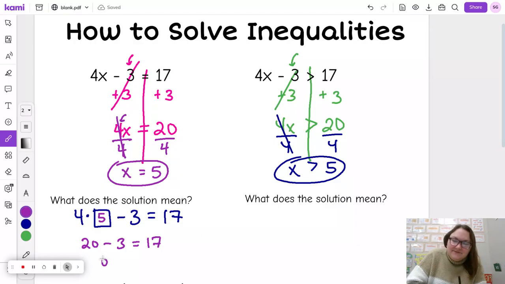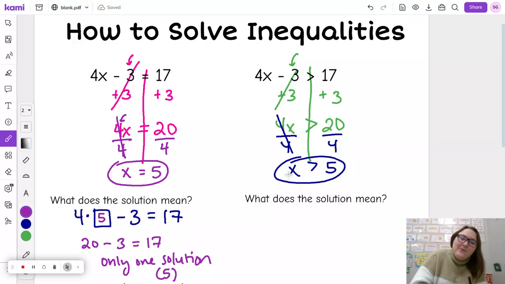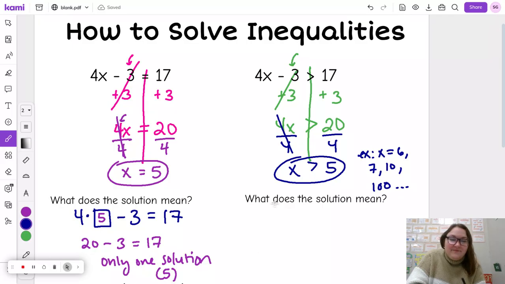There is only one solution. There's only one number, and that one number is the number 5. When we say x is greater than 5, that means a lot of different numbers, right? If you say x is greater than 5, for example, x could be the number 6, 7, 10, 100. There's a lot of numbers greater than 5. So when we say x is greater than 5, that solution means something a little different.